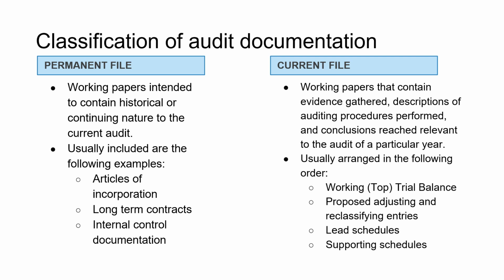So you will start with your working trial balance, then after that you'll have your proposed adjusting and reclassifying entries, and then the lead schedules, and then the supporting schedules. So if, for example, you have as a line item cash and cash equivalents, when you ask for the lead schedules, you will find there the breakdown of what is inside cash and cash equivalents. And the supporting schedules will, of course, contain more details, such as, for example, the specific bank accounts or the specific account numbers. Okay, so that's the usual arrangement of your current file.